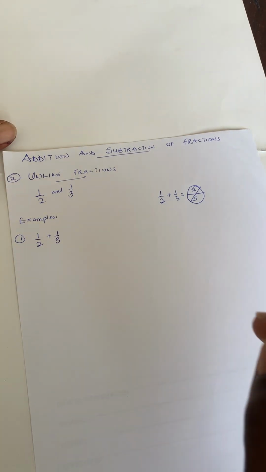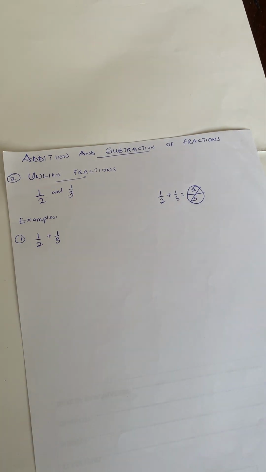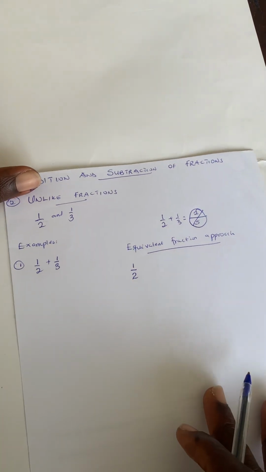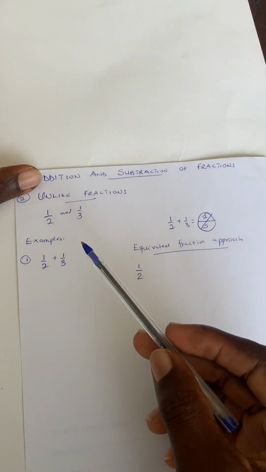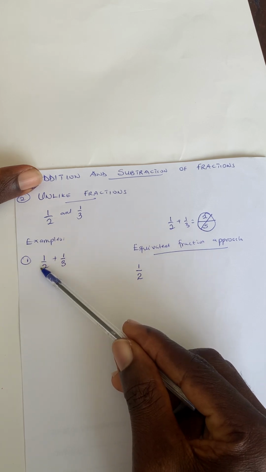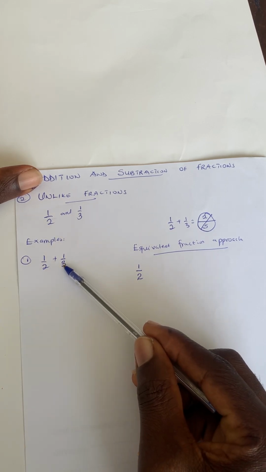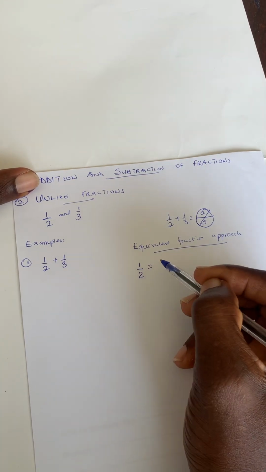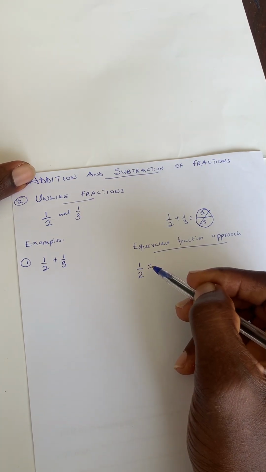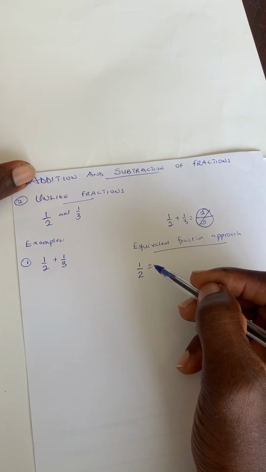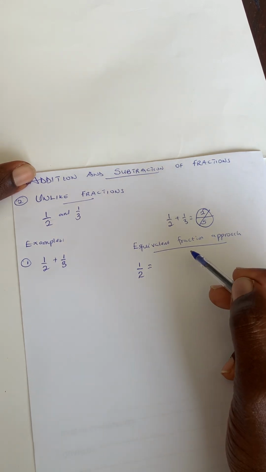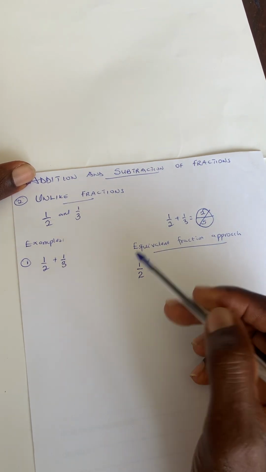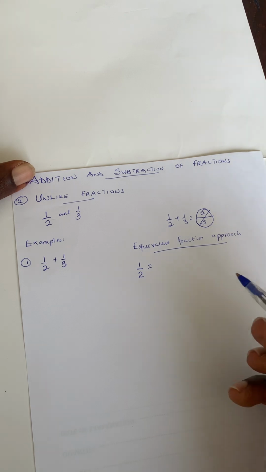So let's start with the equivalent fraction approach. Considering the equivalent fraction approach, what we are to do is to write equivalent fractions for both 1 over 2 and 1 over 3. So let's start. Please note that a video has been made on writing equivalent fractions. Please check up on the video to understand the concept of equivalent fractions, so that working with equivalent fractions here will be easy for you.